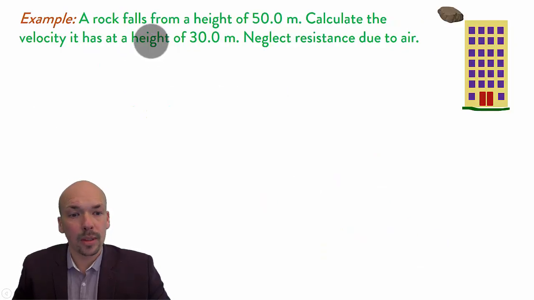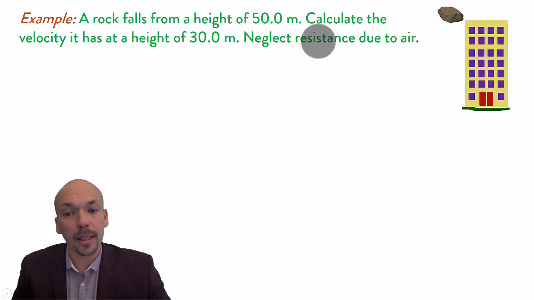This one is a little bit more difficult. A rock falls from a height of 50 meters. Calculate the velocity it has at a height of 30 meters. Neglect resistance due to air. So this one is a bit more difficult because we are not on the ground yet. We are still in the air. So the rock is still falling and we want to know the velocity on a certain height.